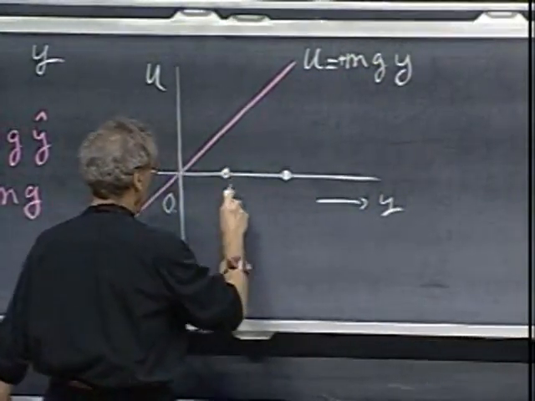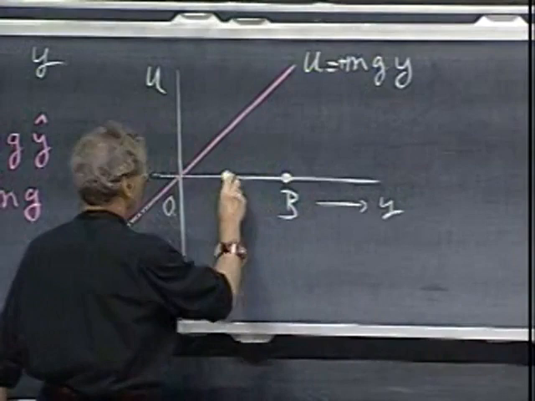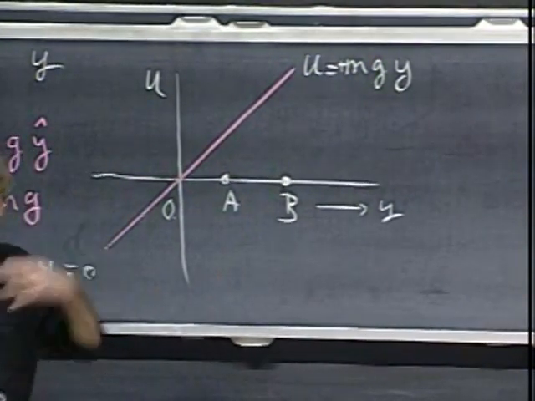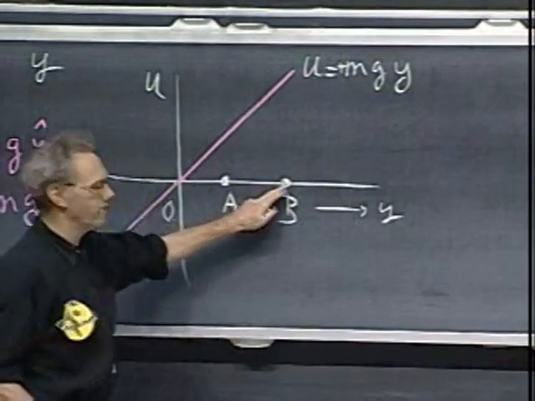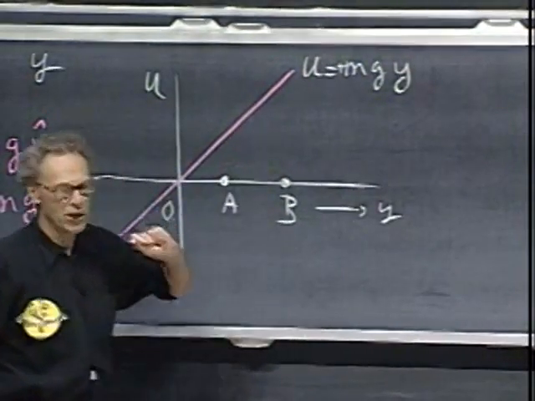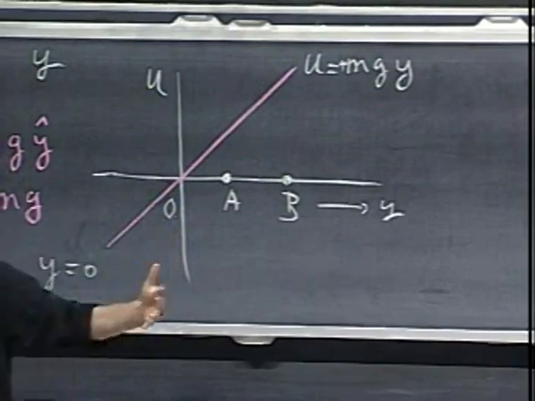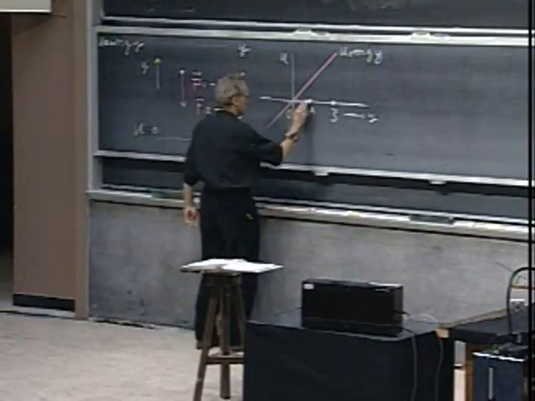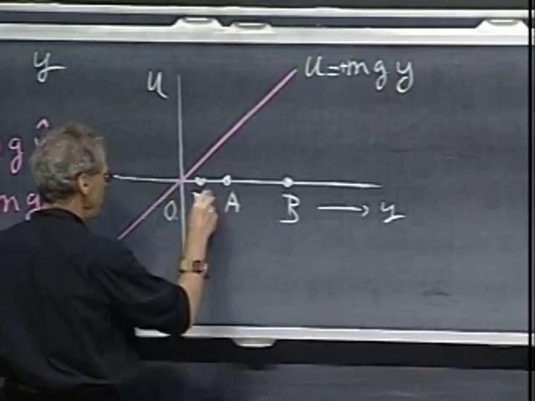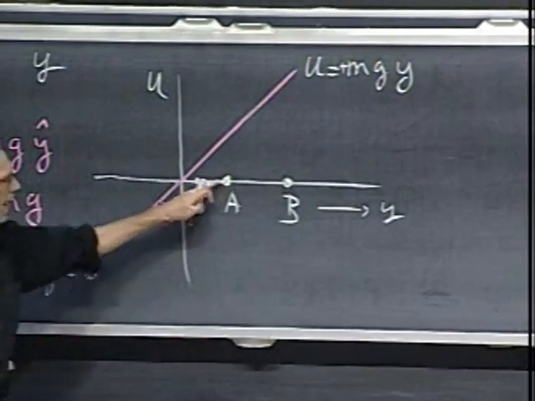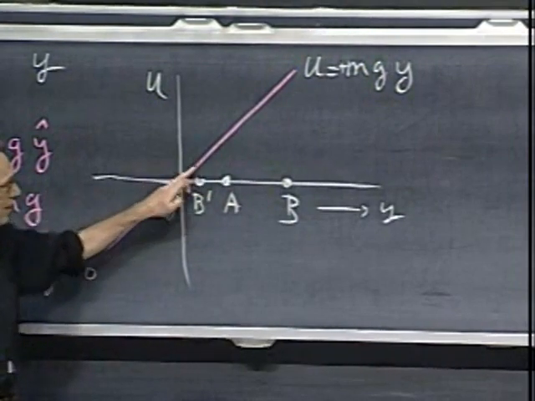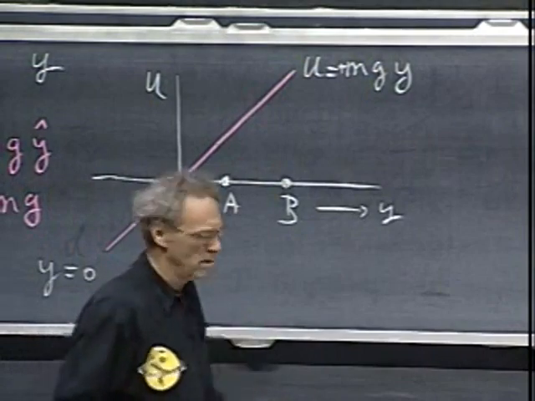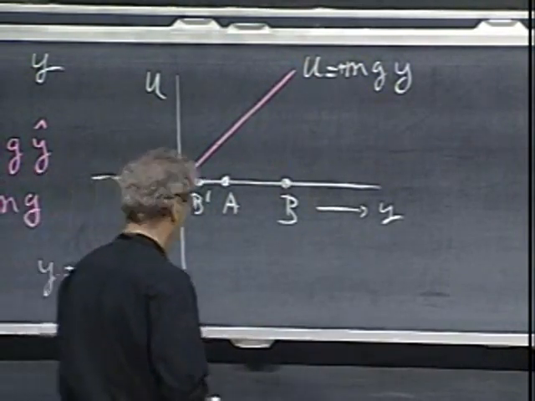If I'm here at point A and I move that object to point B, I have to do positive work. Notice that the gravitational potential energy increases. If I do positive work, the gravity is doing negative work. If I go from A to some other point, call it B prime, then I do negative work. Notice the gravitational potential energy goes down. If I do negative work, then gravity is doing positive work.